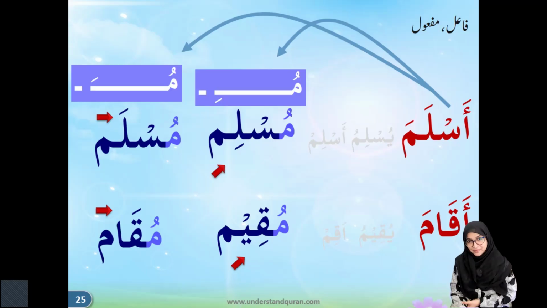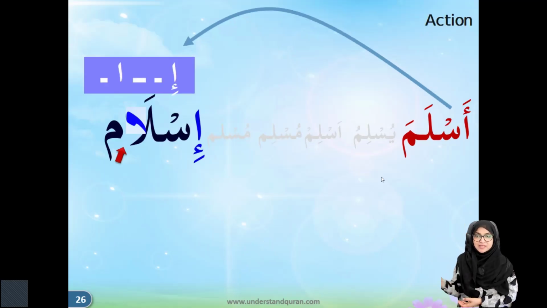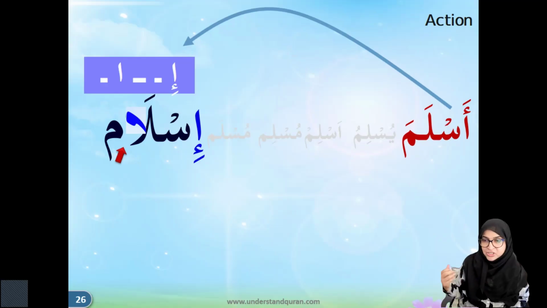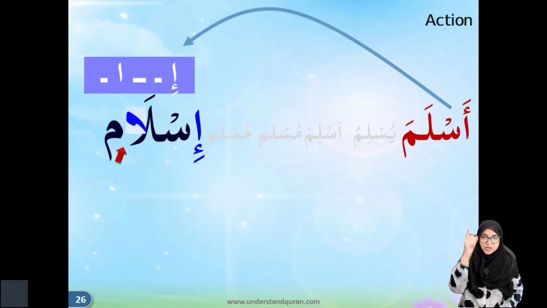Muqim, muqam. Okay. So see this over here. Muslim, Muslim. Muqim, muqam. So both are E-A. But only the thing is, this is mad. It's not muqim, it's not muqam. It's muqim and muqam. Okay, so just like aslama, now we are doing the fa'al, the action. Aslama, yuslimu, aslim. Muslim, Muslim, Islam. You know this. We have already done this.